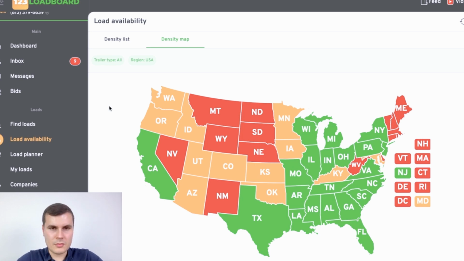So if you don't have a DAT account yet, you'll be able to get 1-3 load board account very easily after you watch module 6. Then you'll have all these tools available to you.